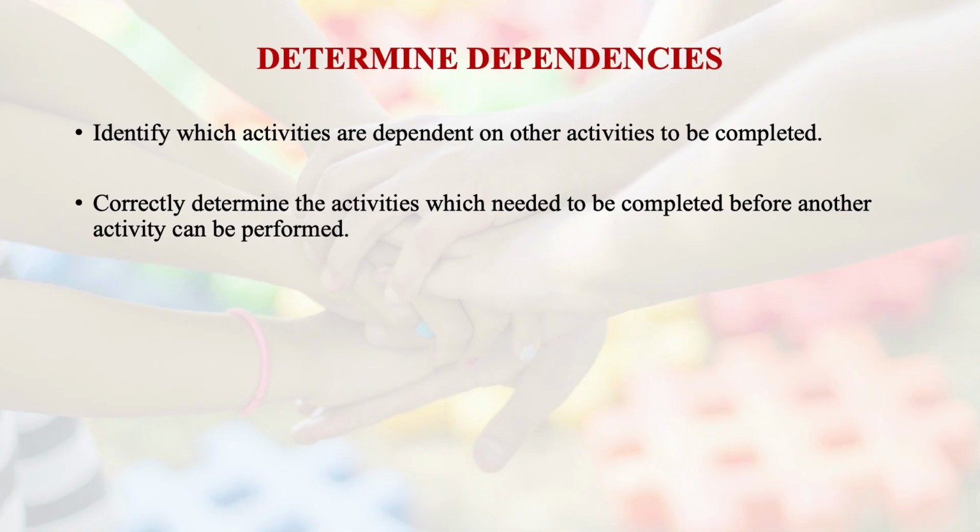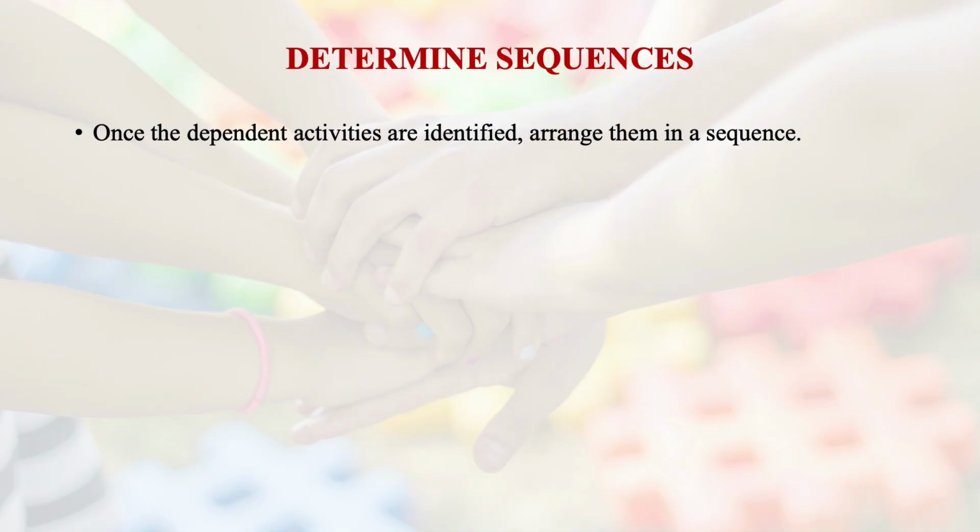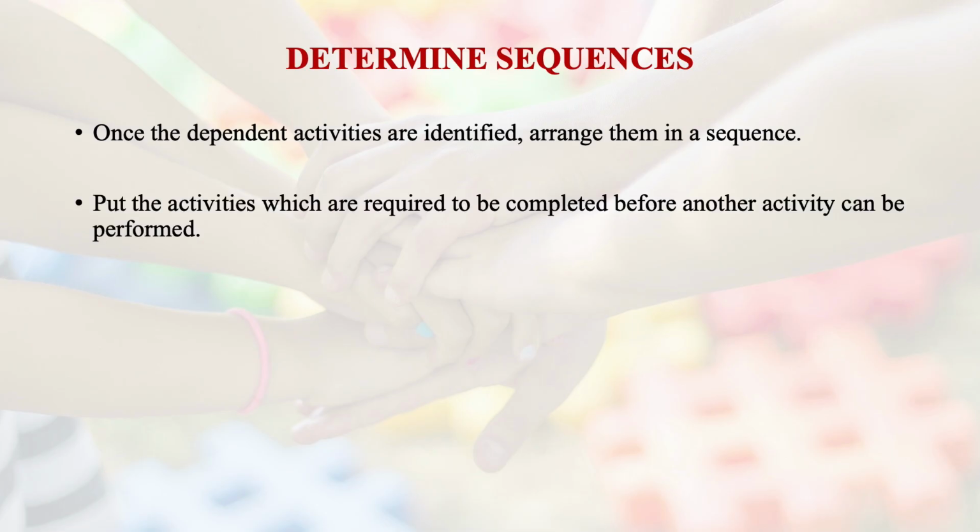Correctly determining the activities which need to be completed before another activity can be performed is essential, because that hallmarks the success of a particular project. On the basis of this, you do the determination of sequences. Once the dependent activities are identified, we arrange them in a particular sequence, putting the activities which are required to be completed before another activity can be performed.